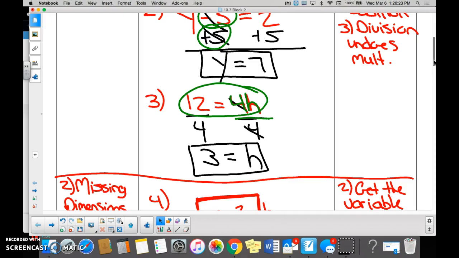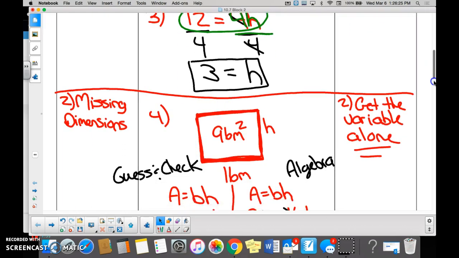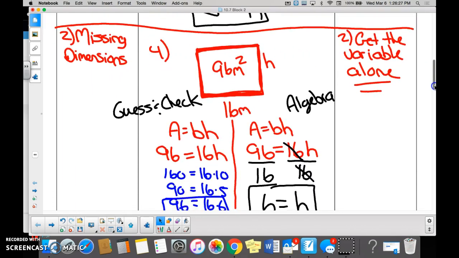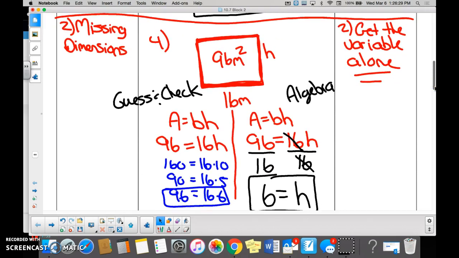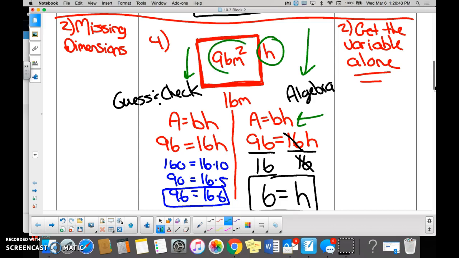Okay. Number 2, missing dimensions. If you look, I'm sorry, number 4 is the problem. If you look at this side, we used guess and check, and we figured out the height is 6, right? If we wanted to use algebra, we figured out, okay, our formula is base times height. Eyes up here. We knew the area was 96. Did we know the area is 96 meters squared? Yeah. So we plugged it in, right?